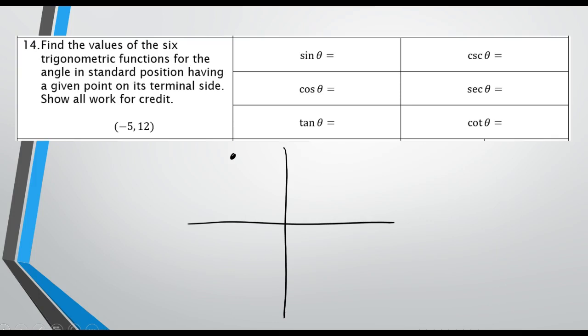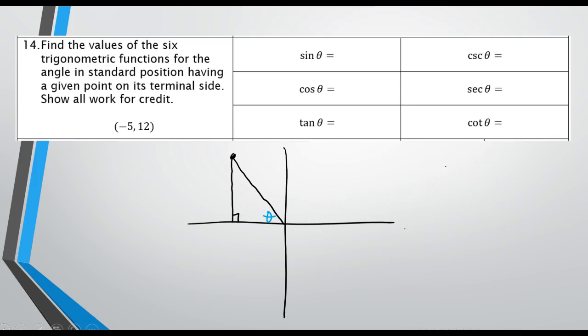Now the next thing I need to do is draw a right triangle. So I'm going to connect the point to the origin, and then I'm going to connect the point to the x-axis, making my right angle. And as always, theta is going to be the angle at the origin. So the next thing we need to do is label our 3 sides.